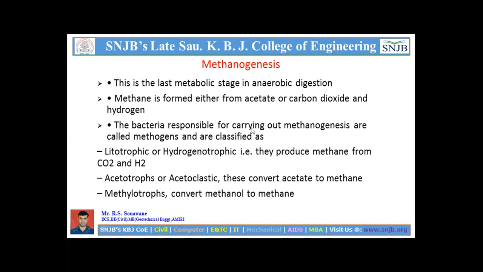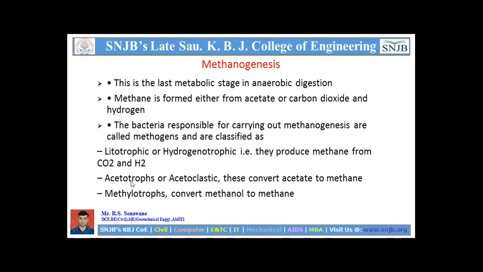The bacteria responsible for carrying out methanogenesis are called methanogens, and are classified as what? Hydrogenotrophic, that is, they produce methane from carbon dioxide or hydrogen. And acetotrophs or acetoclastic, these convert acetate to methane. Mainly these two components, acetotrophs and acetoclastic, can convert acetate into methane, and methane can be generated through three elements, that is what? Carbon dioxide, acetate, and hydrogen. And methylotrophs convert methanol to methane.